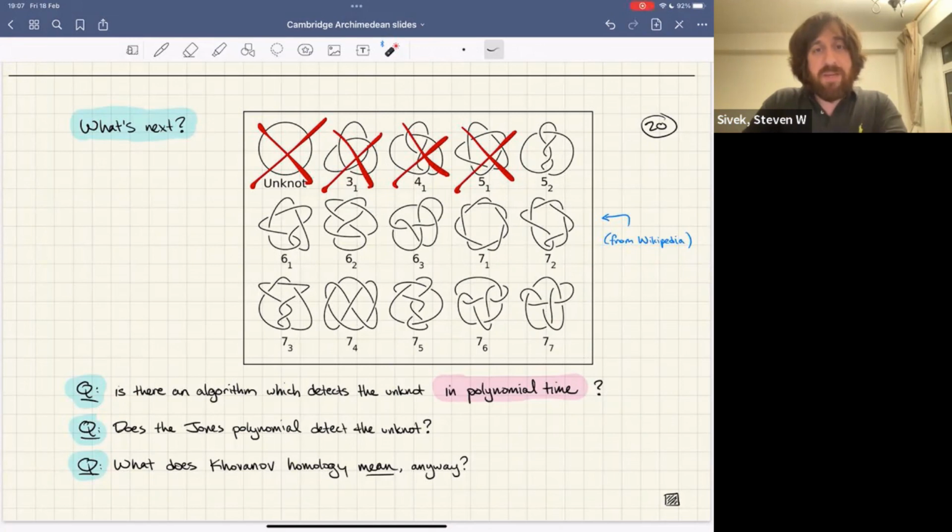I see something in the chat, a very useful resource. Oh yes, there's this database of knots and their invariants that have been computed. It's very, very useful, at least when I'm trying to figure out what's going on in the world of knots.